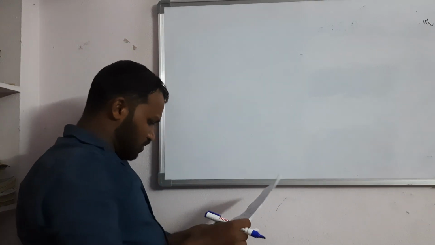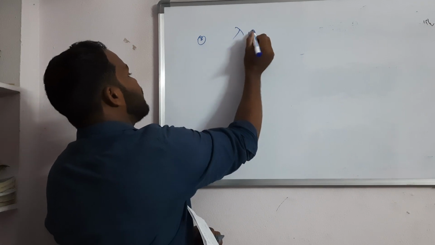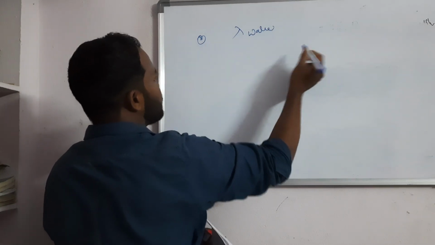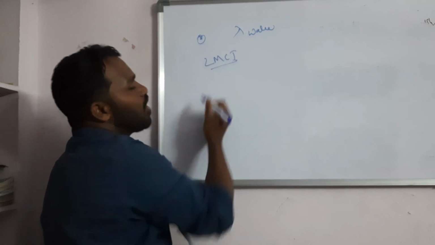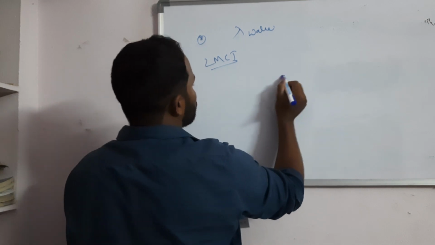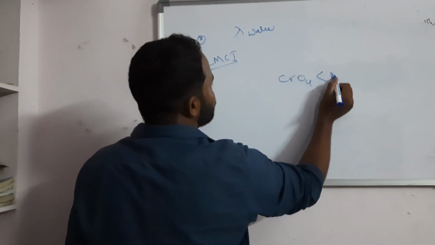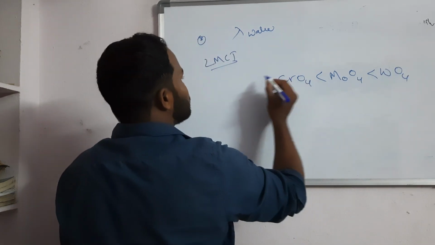Next, something I just remembered, lambda, wavelength, right? Wavelength they asked about generally. So the energy for ligand to metal charge transfer of oxyanions, the charge transfer order is chromium O4, molybdenum O4 and tungsten O4, right? So this is generally the energy order.